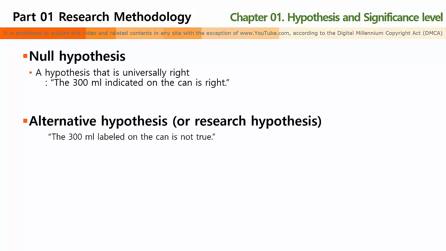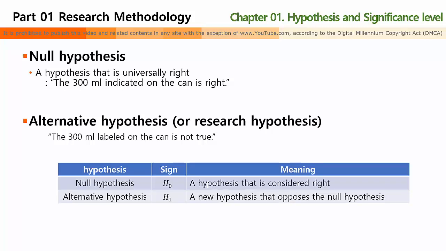The key point is this. If you need to do some research, it is a research hypothesis. And if you do not need to study, it is a null hypothesis. As shown in the table, the null hypothesis is expressed by adding 0 to the hypothesis heading letter H, since the research value is 0, and the meaning is a hypothesis that is universally right.